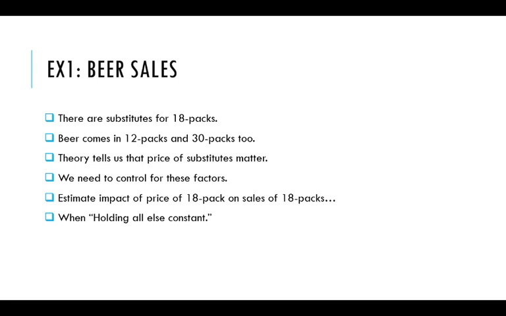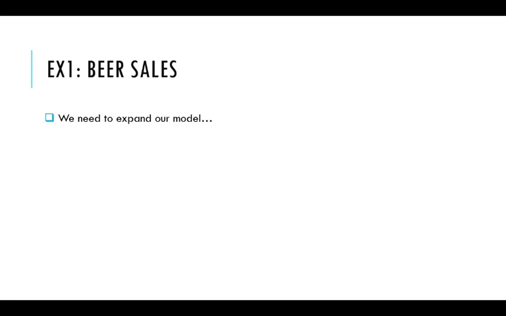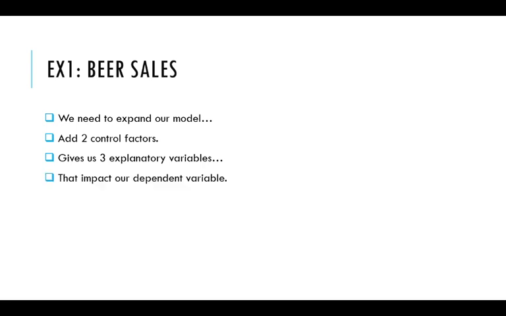And so part of holding all else constant is going to be the price of those substitutes, 12 packs and 30 packs. So we need to expand our model by adding these two control factors, which now means we have three explanatory variables, right? We have the price of 18 packs, which is going to affect the sales of 18 packs, but now we've added two substitutes, the prices of 30 packs and 12 packs. So these are all going to potentially impact our dependent variable.